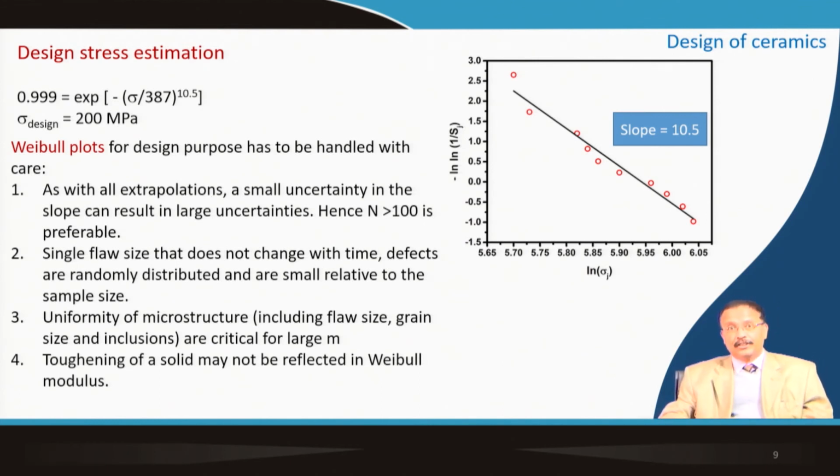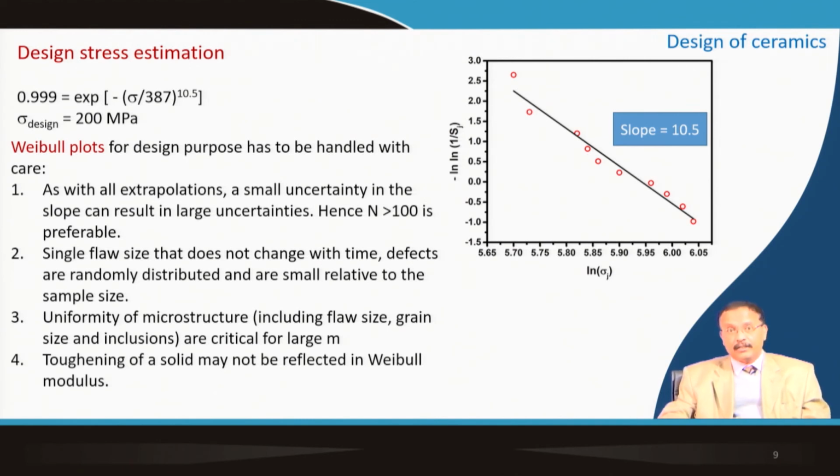The single flaw size should not change with time. Defects are randomly distributed and they are relatively small compared to the sample size. So, sintering is important, that is why I spent so much time to make you understand the sintering. Defects like pores, cracks, voids inside the material, and their distribution are very important for the strength and for the reliability of the ceramic material. So, the microstructure should be uniform; the flaw size, grain size, and inclusions are all critical for a larger value of m.